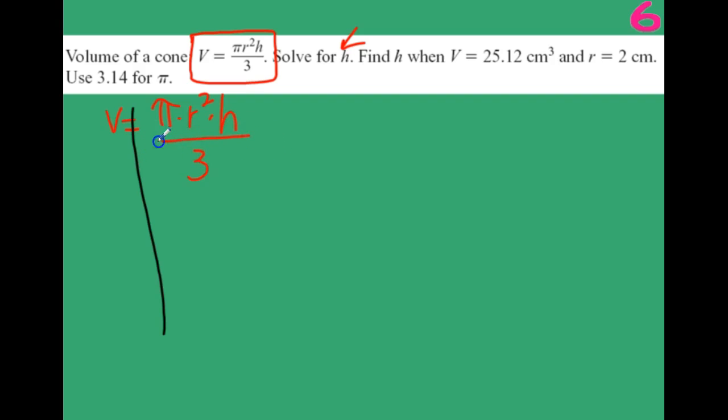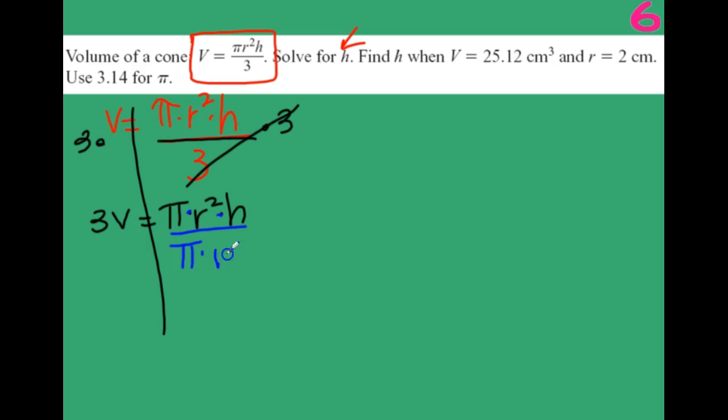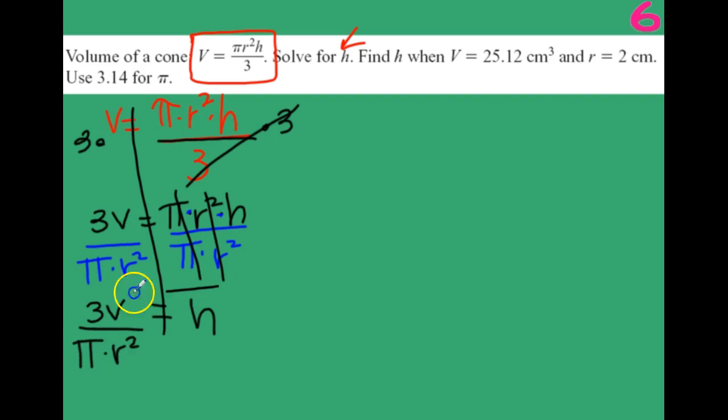So there's this big divide by 3. Well, the opposite of dividing by 3 would just be multiplying by 3. Multiply by 3. 3 over 3 is just 1, so we have pi r squared h equals 3v. Now we want to get h by itself, so these are multiplied, so the opposite would be divide. If you want to divide at the same time pi and r squared, you can. If you wanted to do it separately, that's fine too. But we know pi over pi would just create 1. R squared over r squared would just be 1. So we have h equals 3v over pi times r squared.